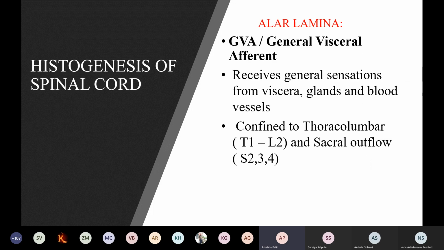Then again there is the general visceral afferent, situated in the lateral horn. They receive the general sensations from the viscera, glands, and blood vessels. Again these sensations traverse through the dorsal root ganglion and ascend upwards. Again it is confined to the sympathetic outflow and the parasympathetic, that is the sacral outflow. So this is the alar lamina.